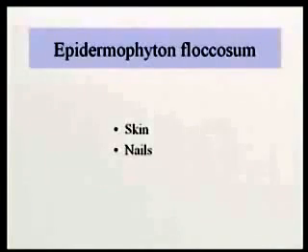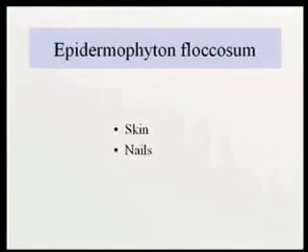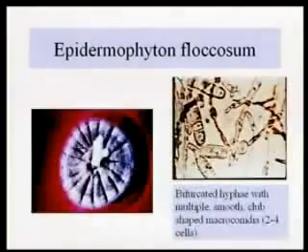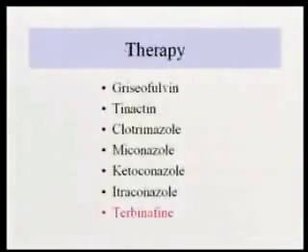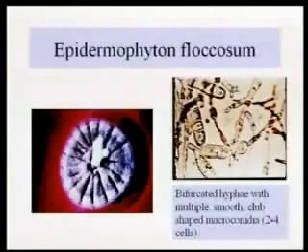Epidermophyton floccosum, there's only one species in this genus, the one organism, and it affects the skin and the nails. And they have these bifurcated hyphae. They're multiple. They only have about 2 to 4 cells, and they're smooth wall and that club shape, very, very typical shape.